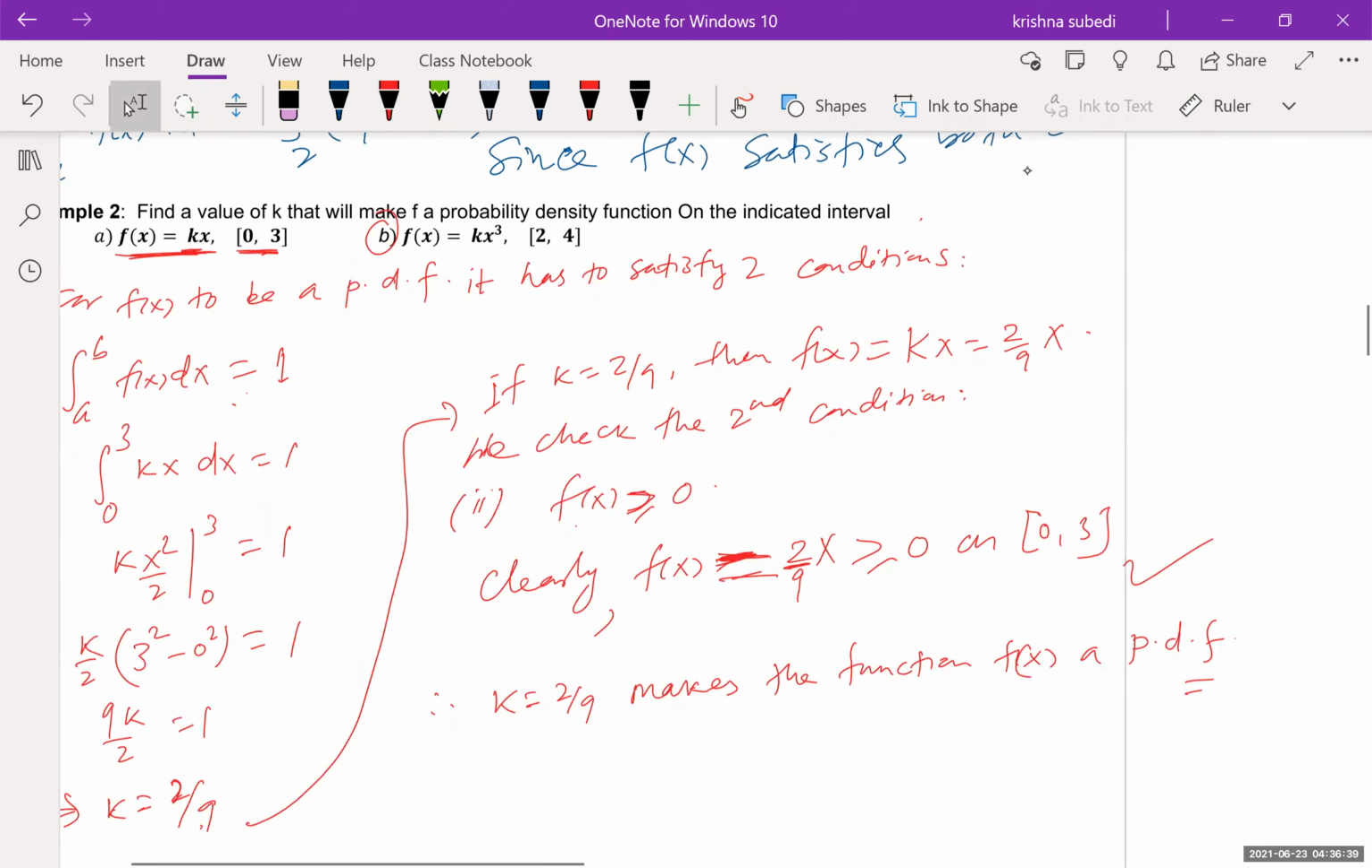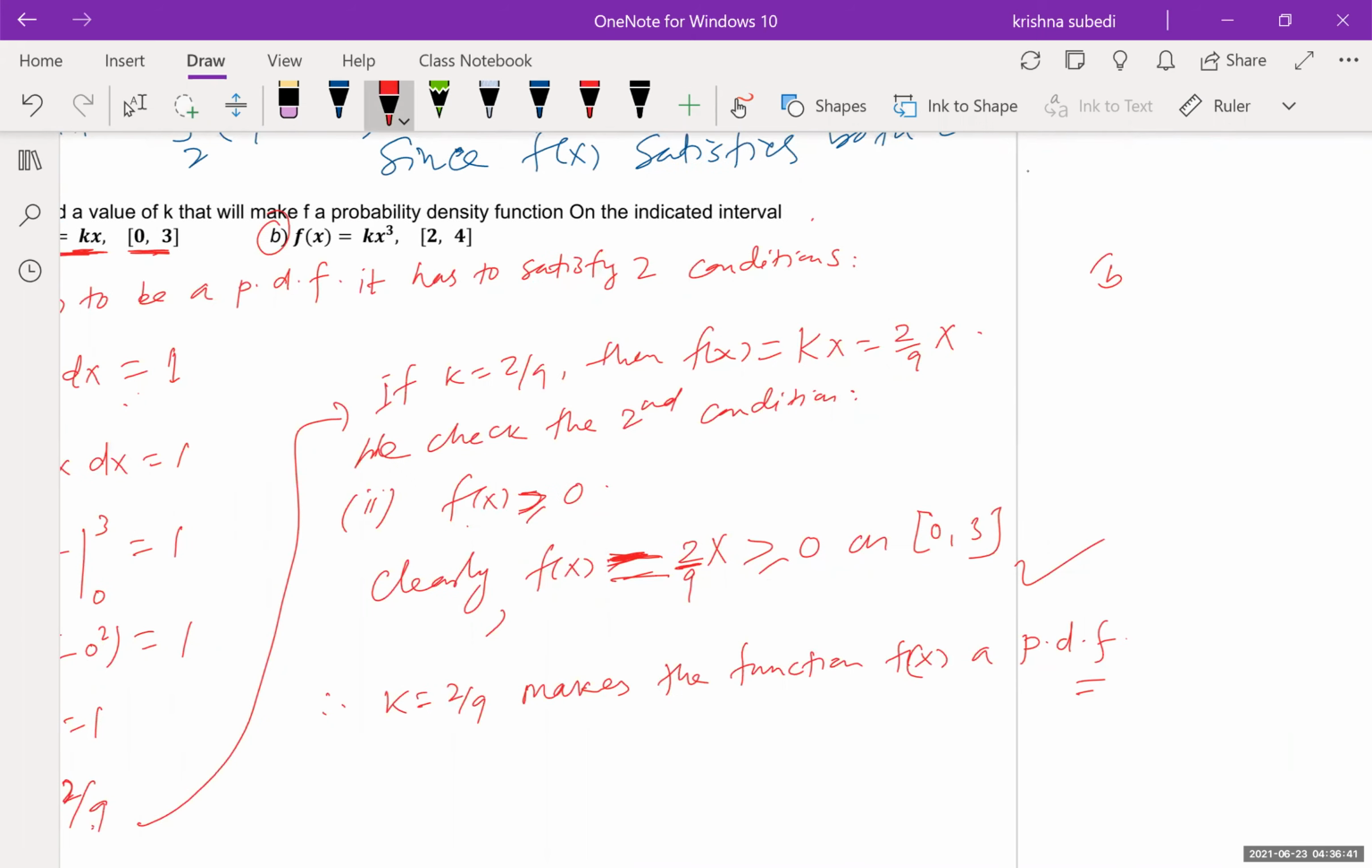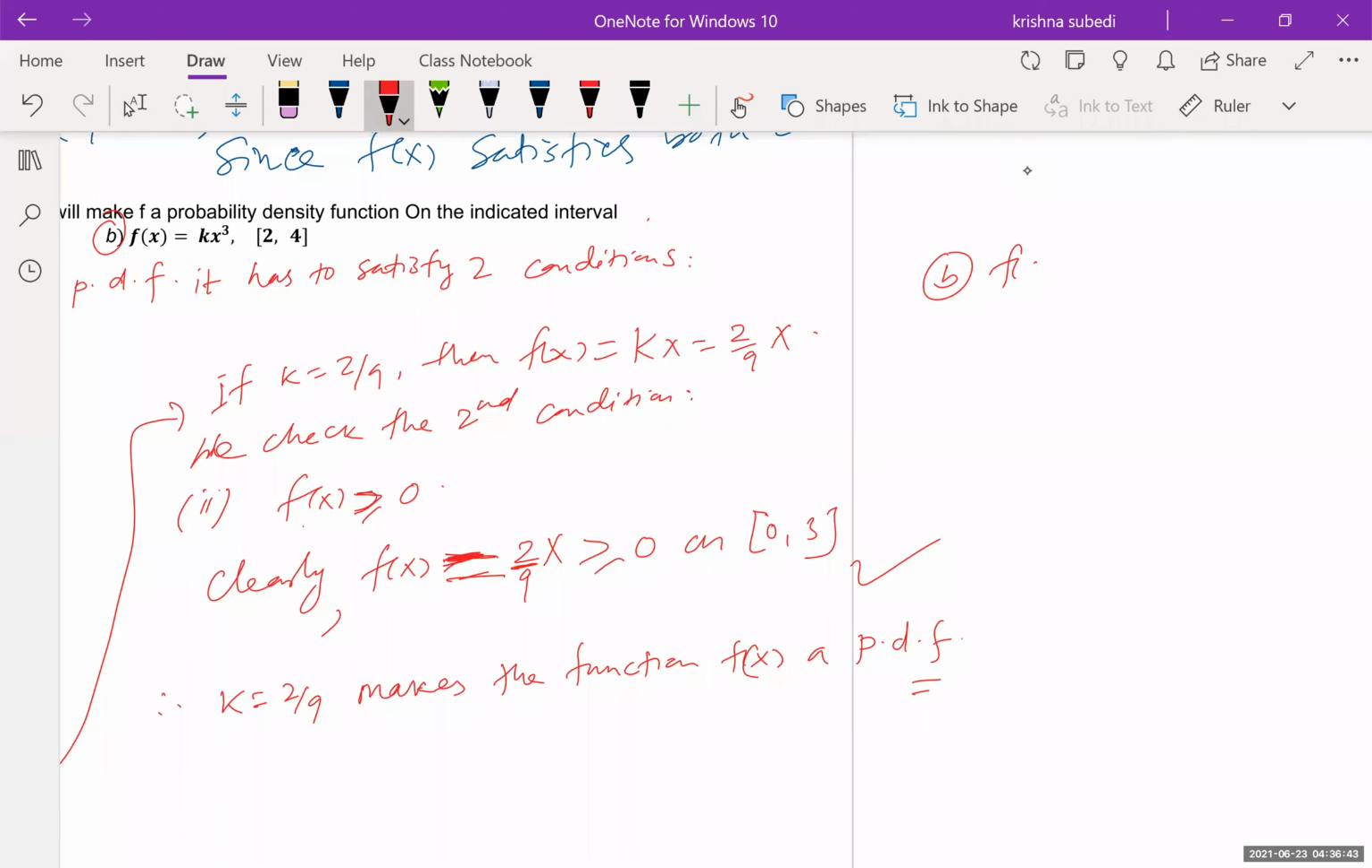Try part B just for fun, which is f of x equals kx cubed, and the interval given is 2 to 4. And let me know what is the value of k.